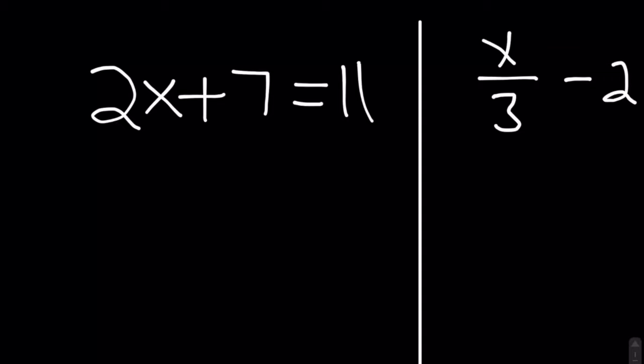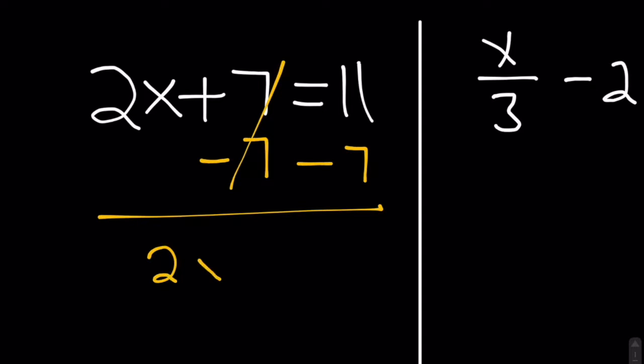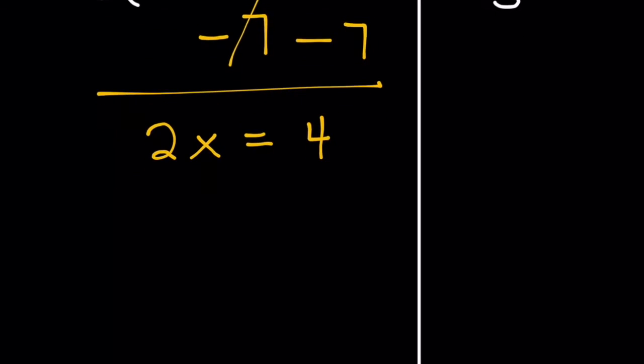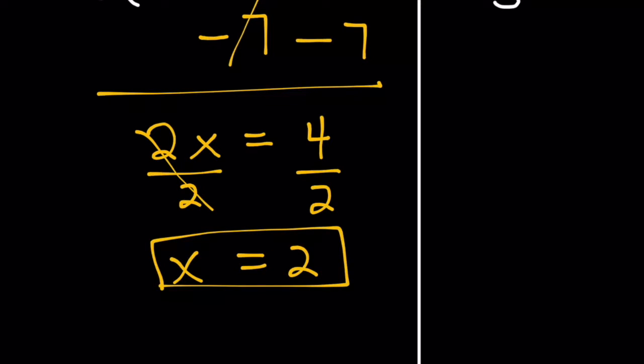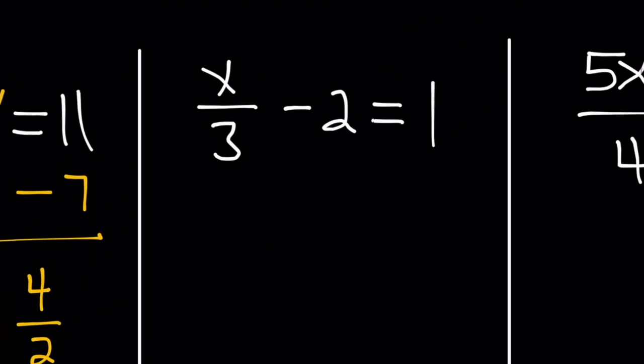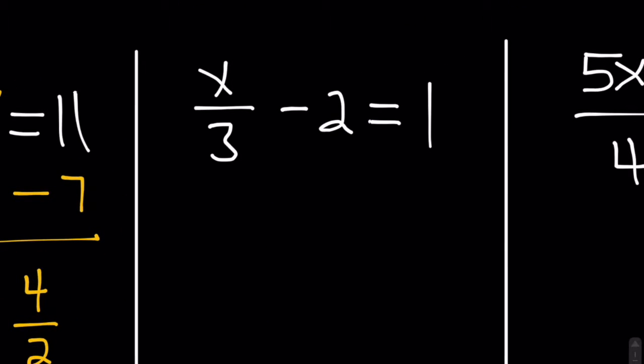Watch and learn, Yance. First things first, subtract 7 from both sides. When we do that, our 7's cancel out over here. We get 2x equals 4. And then we're going to go ahead and divide by 2. Look at that, Yance. 2's cancel out. 4 divided by 2 is 2. That's our answer.